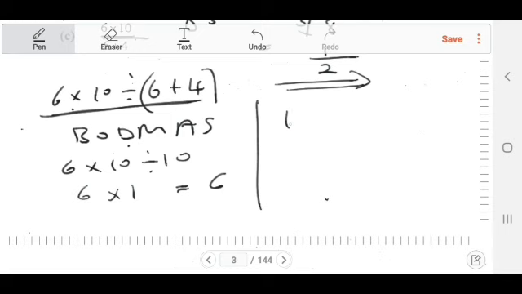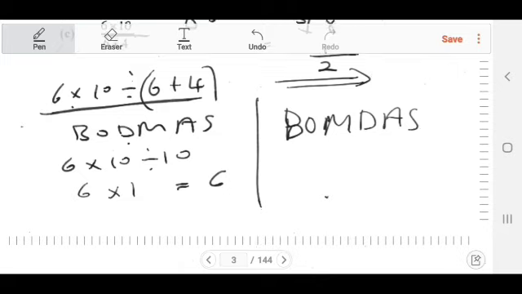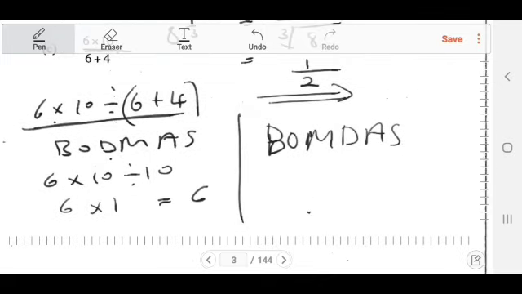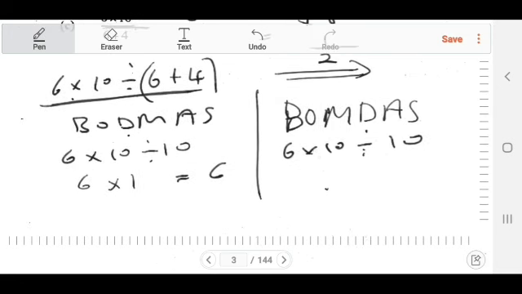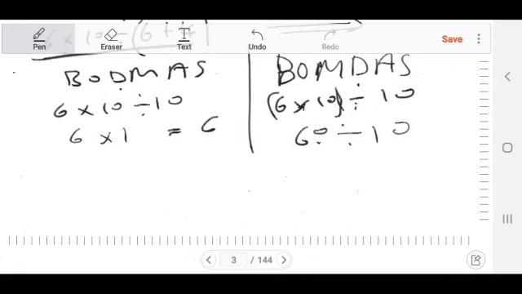Let's do it using BOMDAS. If you use BOMDAS there, we are going to start with bracket, and then you are going to get 6 times 10 divided by what? 10. Then you start with the multiplication, which is this one. So you're going to get what there? You're going to get 60. 60 divided by 10, we are also going to get 6. Alright, so BOMDAS and BODMAS achieve the same thing, so you don't need to worry which one you use.